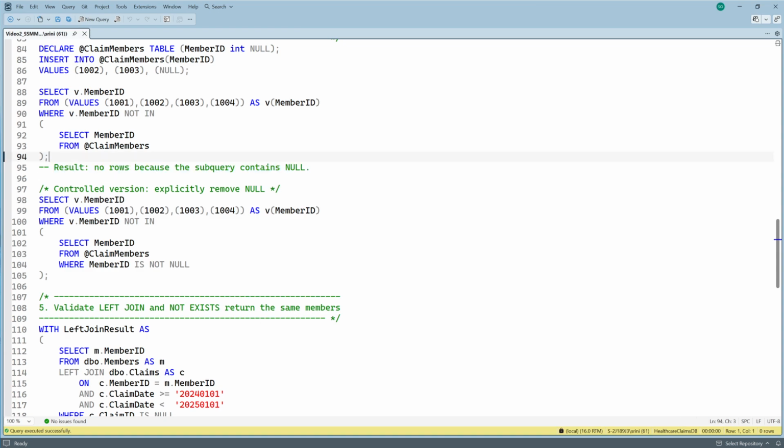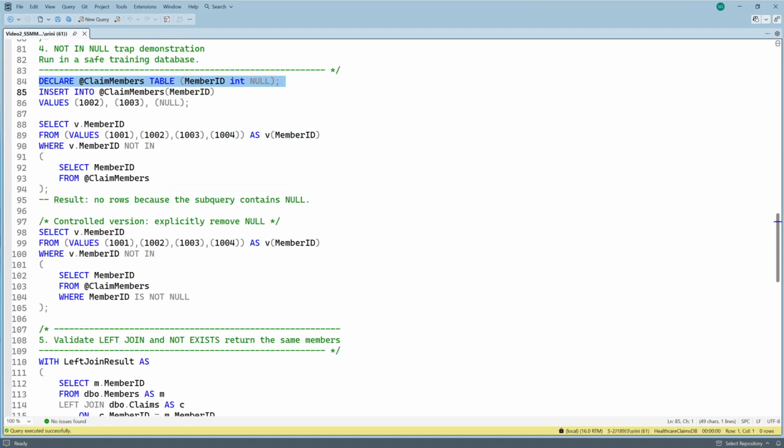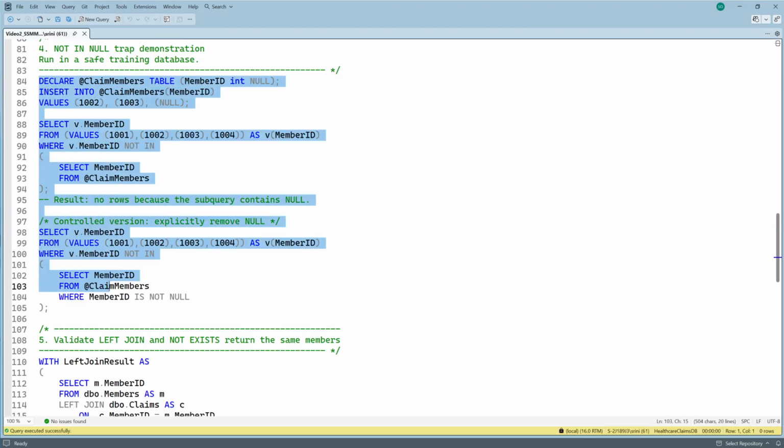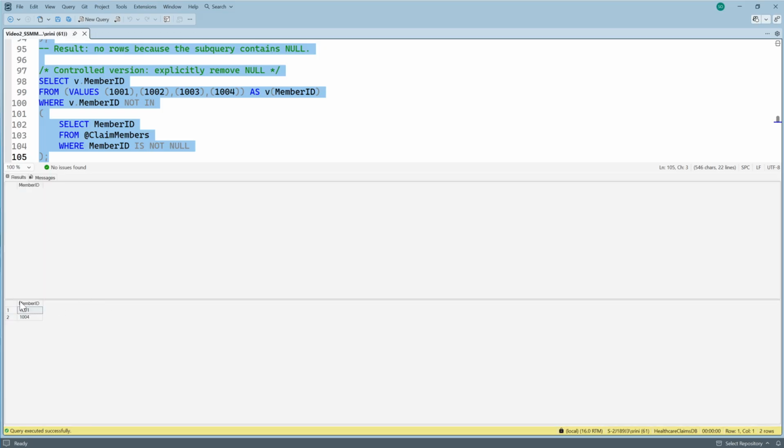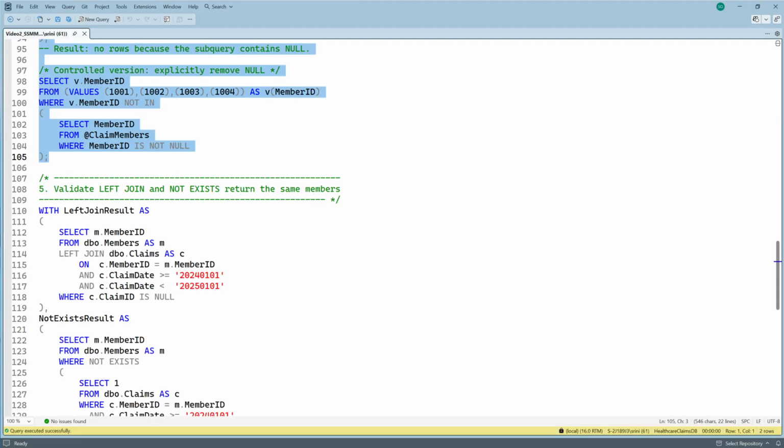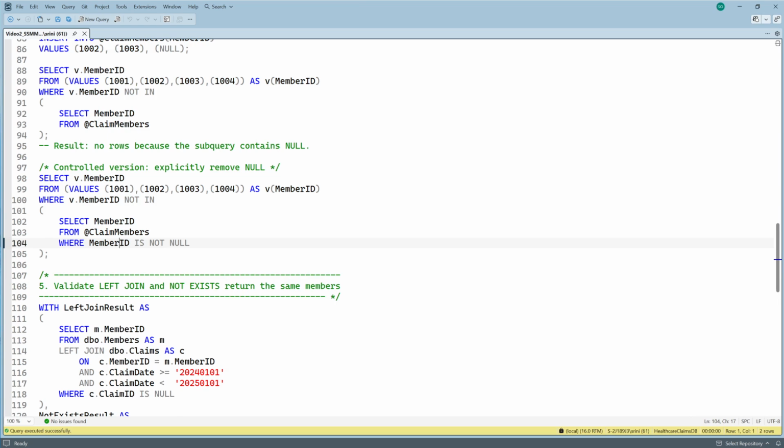And again, WHERE only returns rows where the predicate is true; unknown is filtered out. This is why a single null in the NOT IN subquery can poison the result. Now I explicitly remove null from the subquery. Now the expected missing members can be returned. The professional takeaway is not that NOT IN is always wrong. The takeaway is that you must control null behavior. For anti-join problems, NOT EXISTS is usually the safer and clearer default.